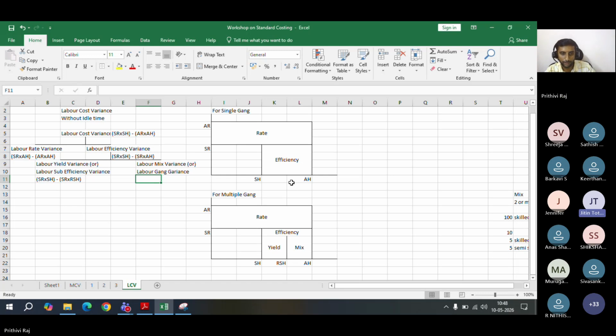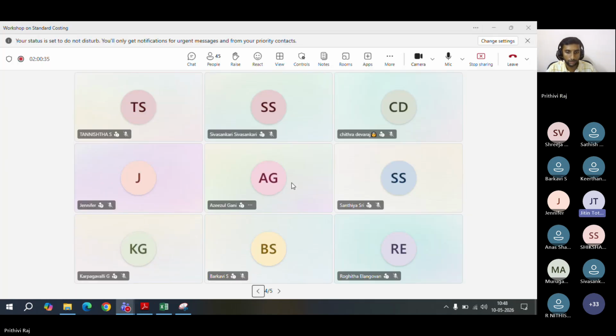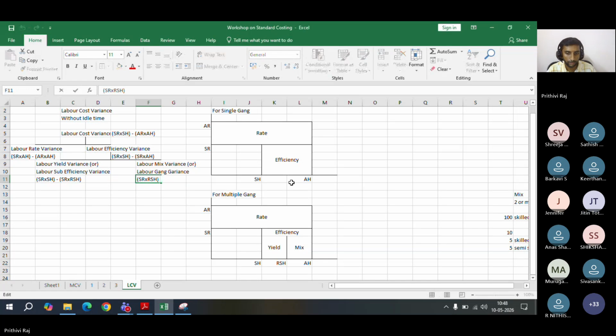SR into RSH minus SR into AH. Super, correct. That's all, we derived the formula.